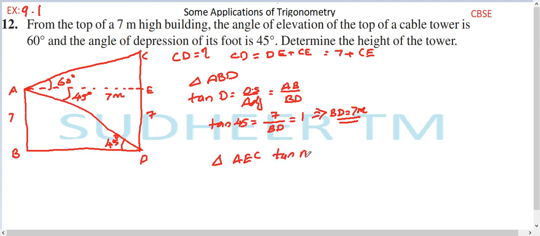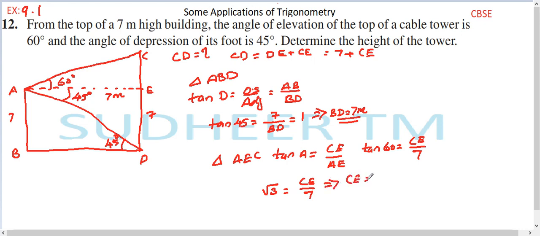So apply the triangle's angle property. Tan A equal to CE divided by AE. Tan 60 is equal to CE divided by 7. So tan 60 is equal to root 3, which gives CE divided by 7, which gives CE is equal to 7 root 3. Now it's come to our answer.